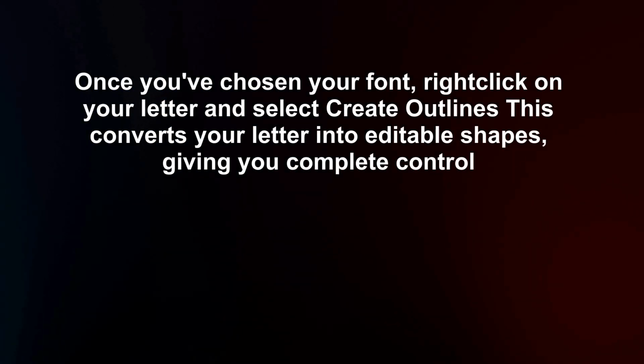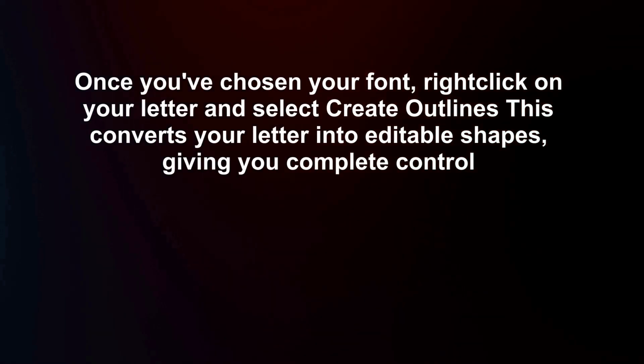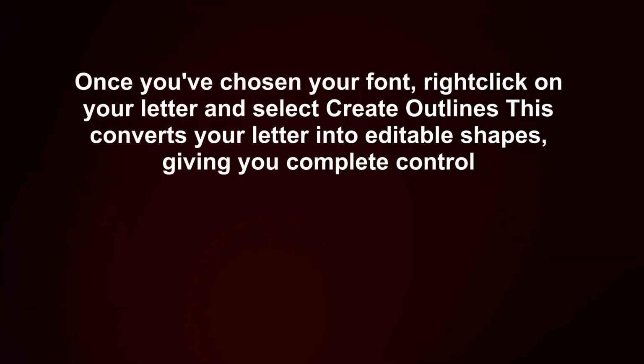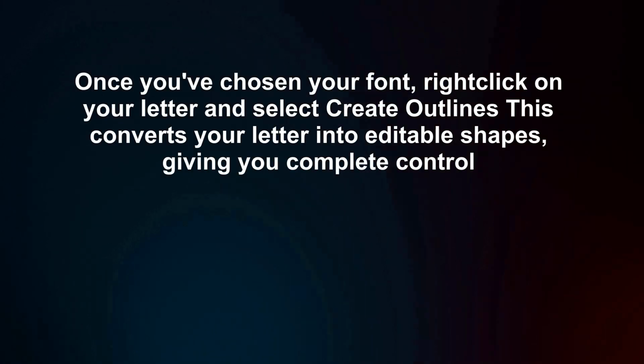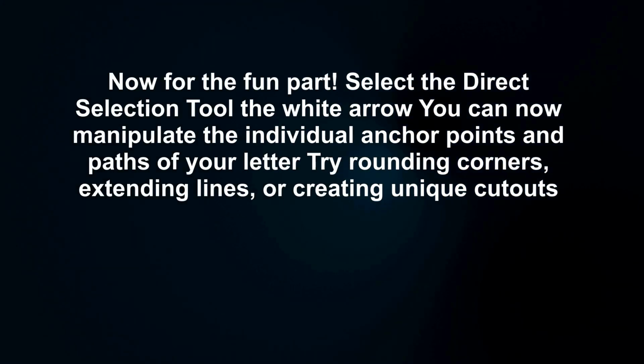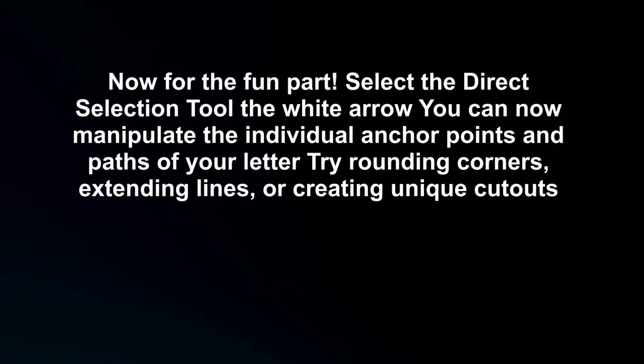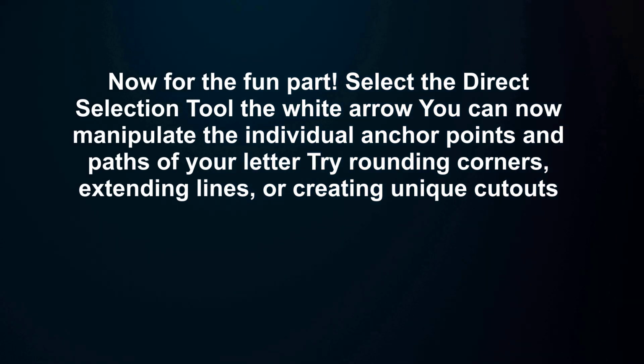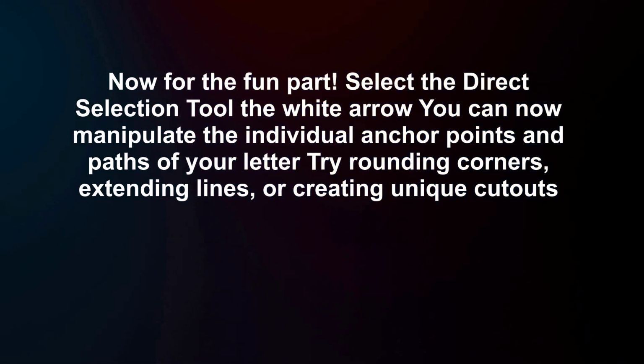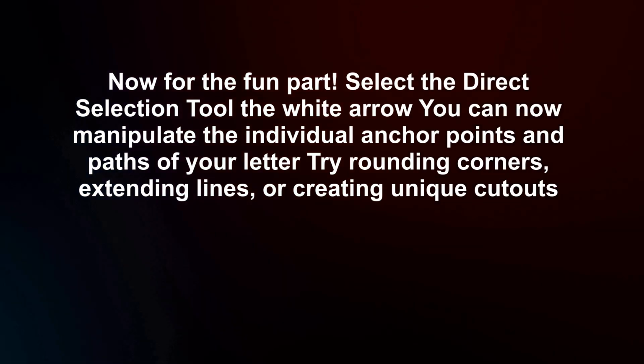Once you've chosen your font, right-click on your letter and select Create Outlines. This converts your letter into editable shapes, giving you complete control. Now for the fun part, select the Direct Selection tool, the white arrow. You can now manipulate the individual anchor points and paths of your letter. Try rounding corners, extending lines, or creating unique cutouts.